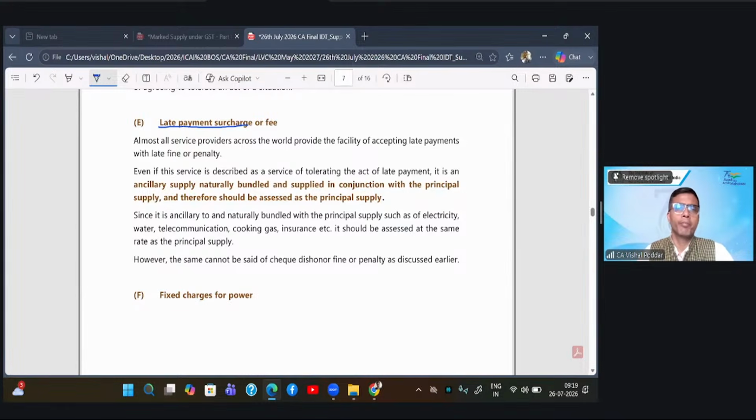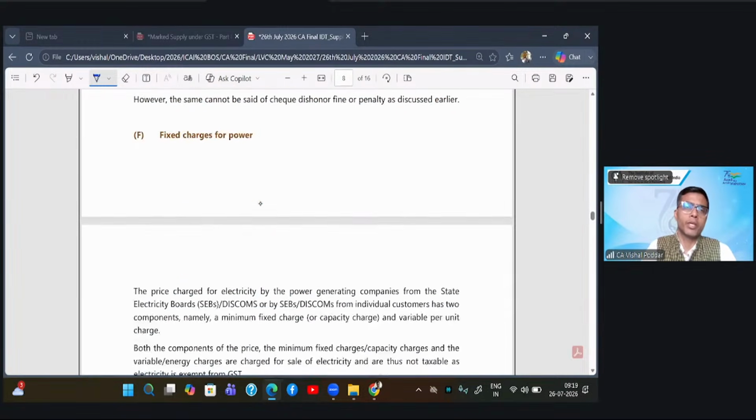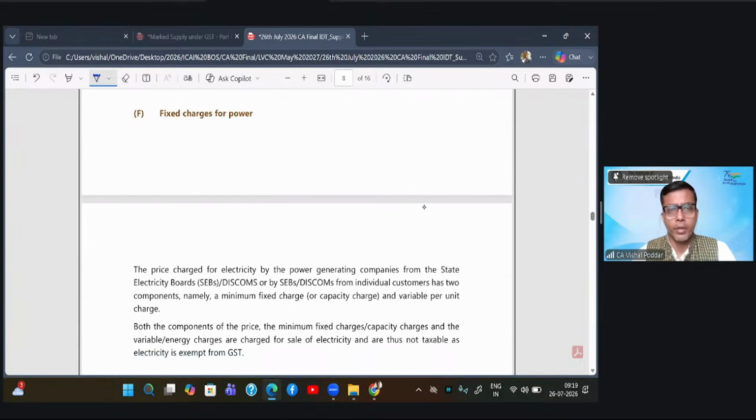Same thing is clarified, that whenever any late payment is received, it will be treated as part of the main supply and it will be taxed as if it is the main supply. So firstly, receiving money late is not any separate supply or service, but it is to be taxed as a part of the original supply. So if the original supply is of goods, it will be taxed as goods.